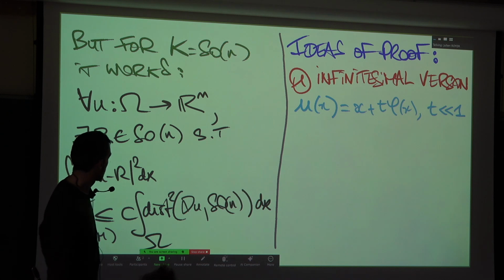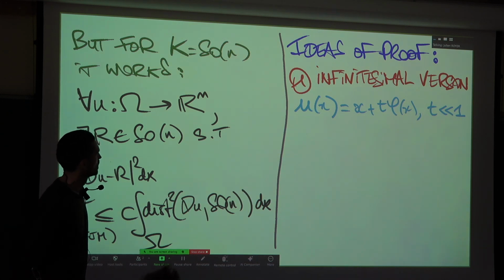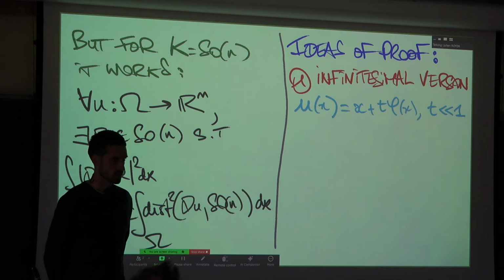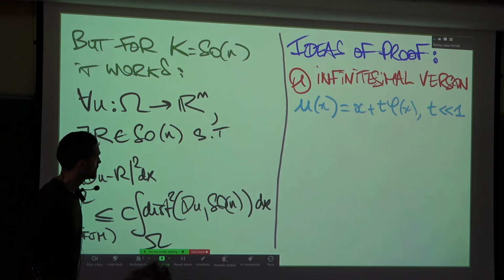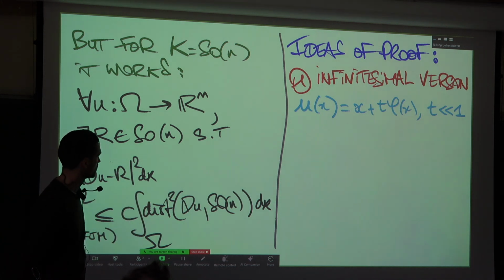Okay, the proof is really nice, and I want to give some ideas. Basically, it relies on two steps. First, the first step is to obtain an infinitesimal version of this inequality. So what does it mean, an infinitesimal?